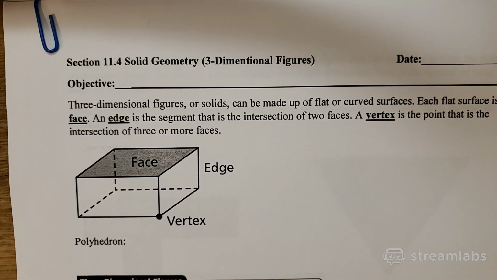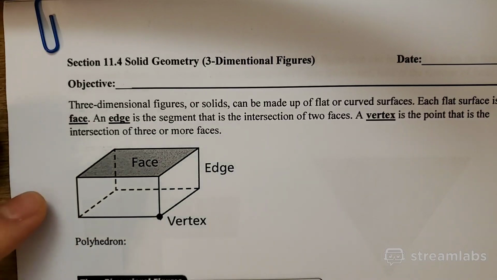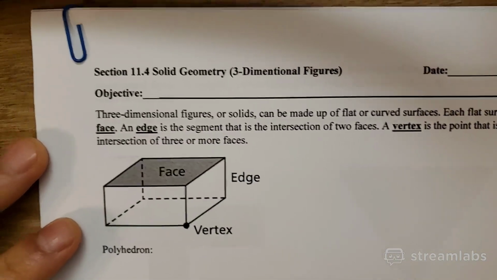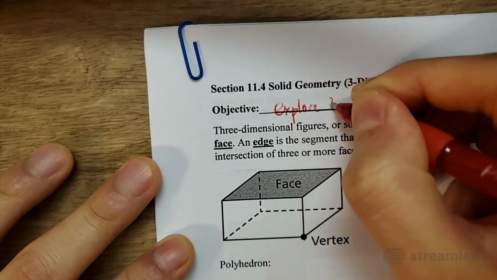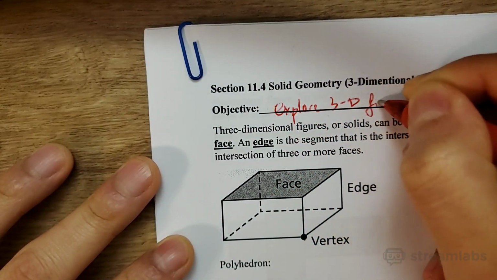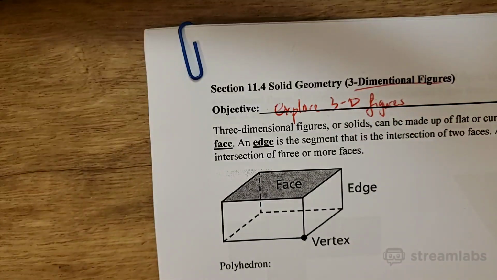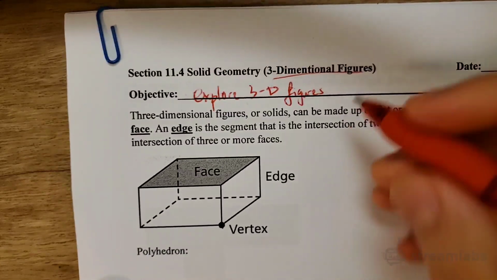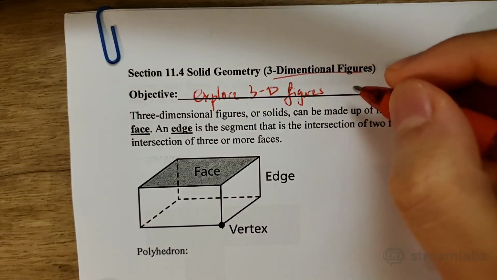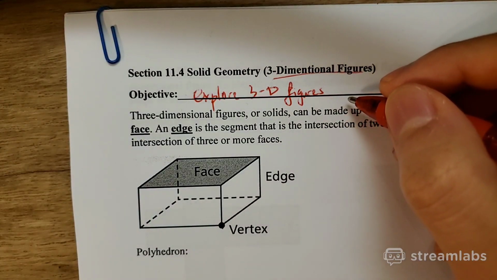So, here we go. So, we are going to explore 3D figures. 3D means three-dimensional figures because it has depth on top of length and width, right? Figures. And we're not even going to calculate much, to be honest. Okay.